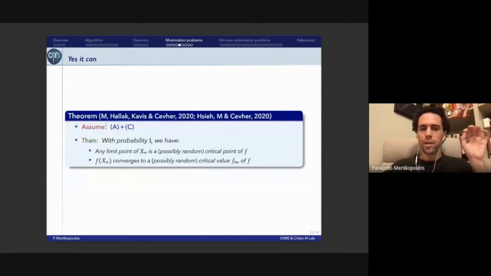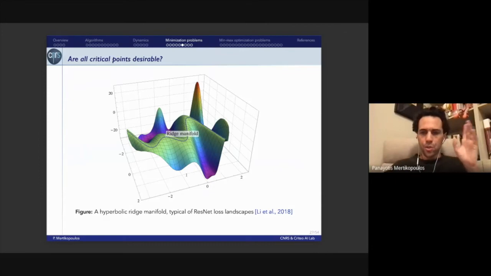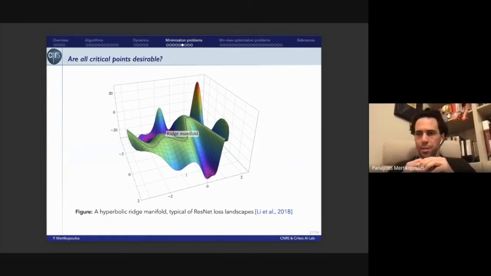that with probability 1, any limit point of a generalized Robbins-Monro algorithm is a critical point of the function to be minimized. And not only that, in value, you have convergence to some possibly random critical value of the function to be minimized. All right. So you have this general result. And I think it was Simon that asked the question about whether this is a result concerning critical points or also saddle points or points with curvature. So here we can refine this result.